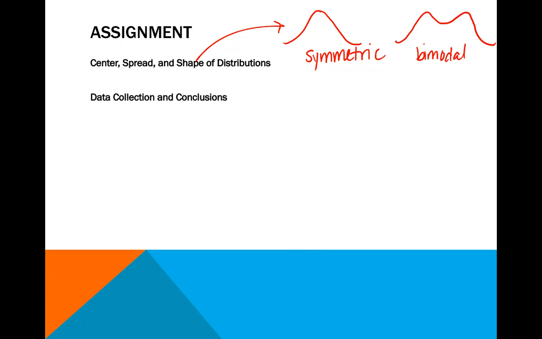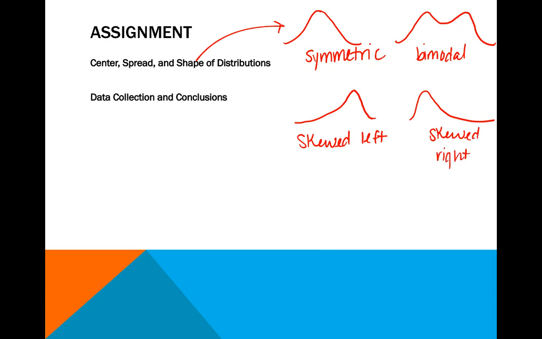And then we also have skewed distributions. We call something skewed to the left if it's kind of stretched to the left-hand side. And then skewed to the right would be the opposite, so it's kind of stretched on the right-hand side. And that's where you're also going to see things like the mean, the median, and range.